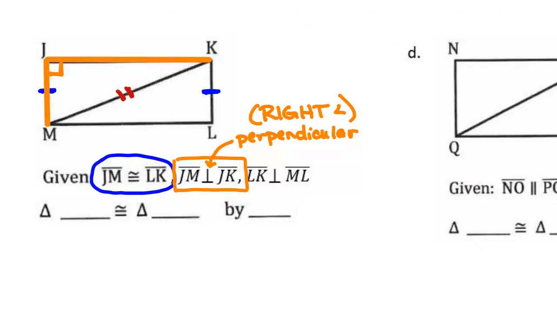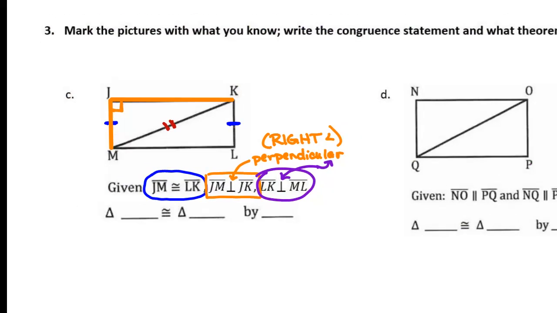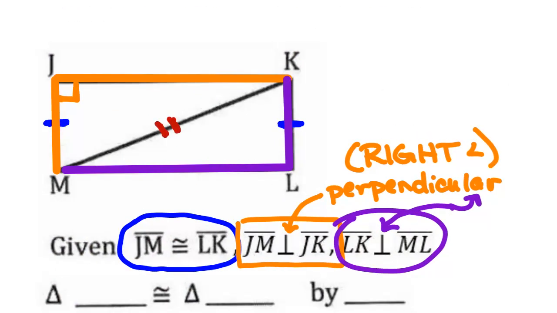I do the same thing for this last piece of information because once again we have perpendicular. So I need to go find LK. Here's LK. And ML right here. Where they meet, it forms a right angle. Where are they meeting at? At L. So that's a right angle.